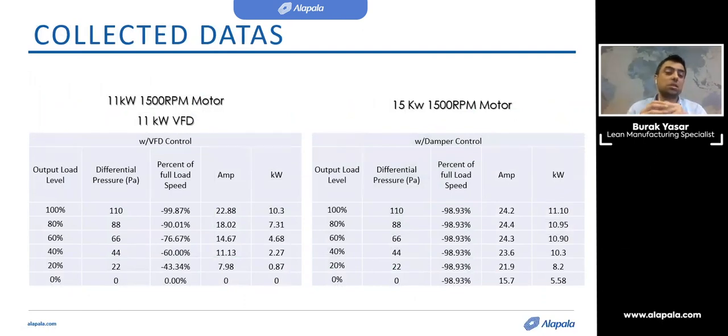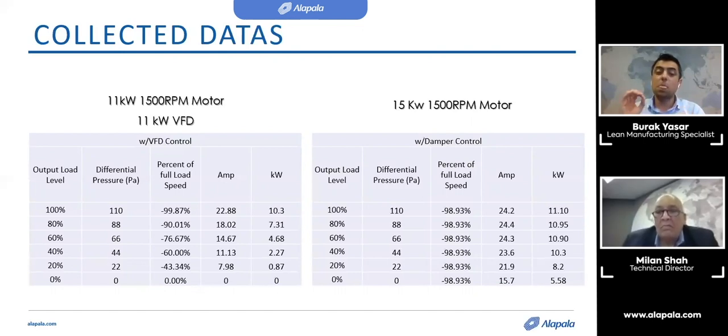Okay, we collected our study data according to differential pressure. We changed the load and recorded the generated value to analyze. At 100% load, the difference is only 0.8 kilowatt because the VFD device just reduced the thermal and mechanical stress, which depends on startup shock and ramp-up period.